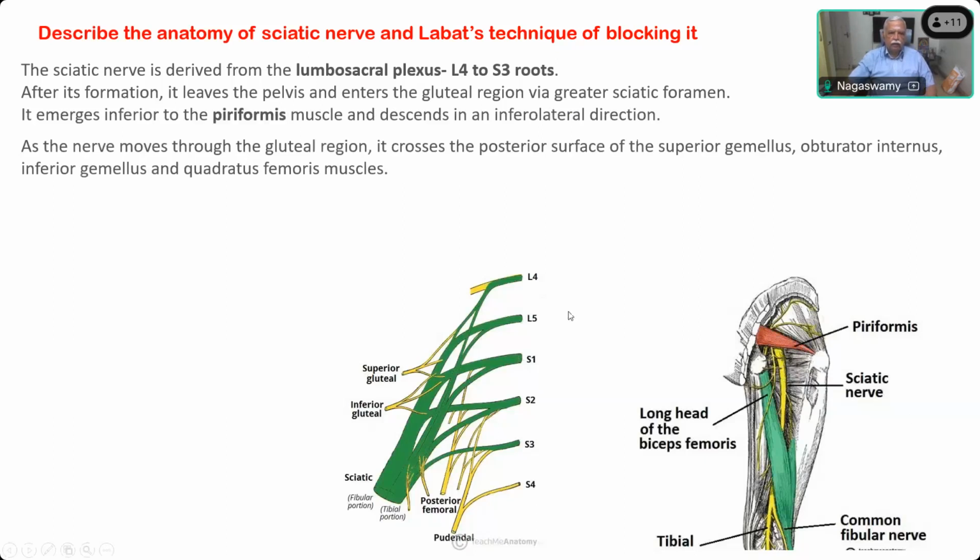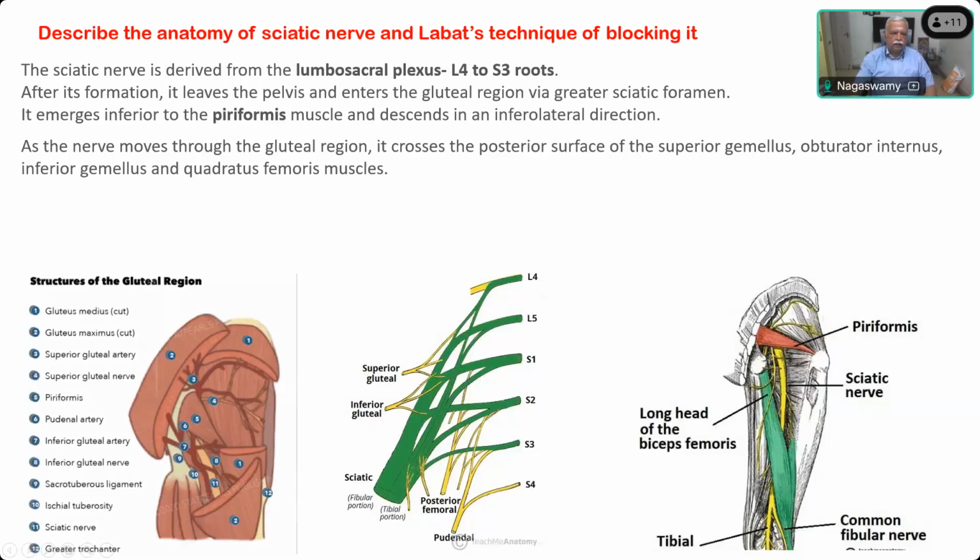And as the nerve moves through the gluteal region, it crosses the posterior surface of all these muscles: the superior gemellus, inferior gemellus, and quadratus femoris. These three muscles. So it lies over all these three muscles. And so this picture tells you how, the first one is the gluteus medius muscle, which has been cut to expose the nerve. Second is the gluteus maximus.